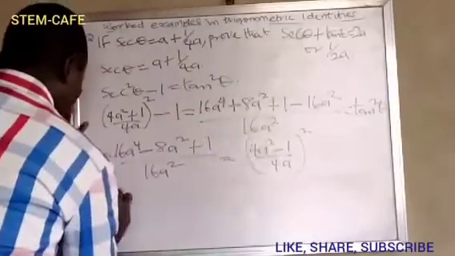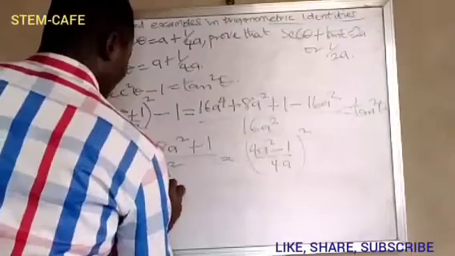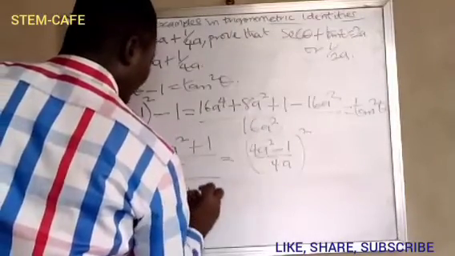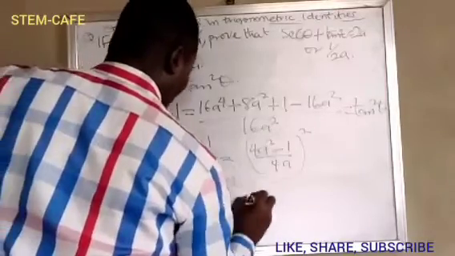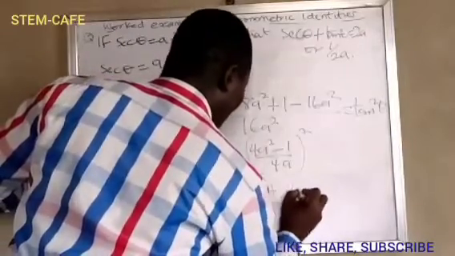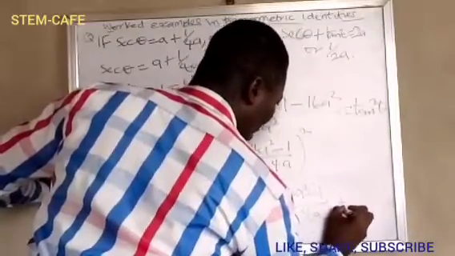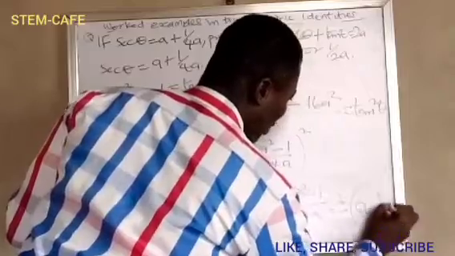So tan theta is equal to square root of this. That is plus or minus square root of 4a squared minus 1 over 4a, plus or minus 4a squared minus 1 over 4a, which is plus or minus a minus 1 over 4a.